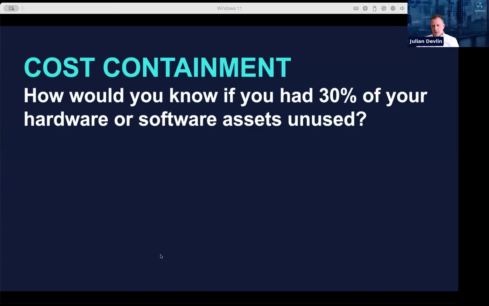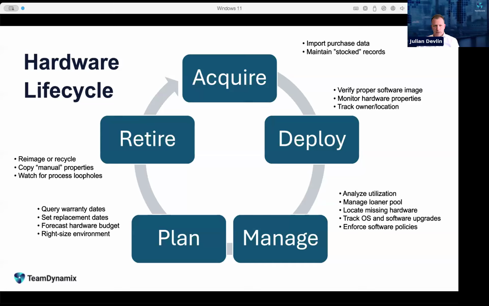So with an ITAM tool in place, you can see both the software asset management that the 30% figure speaks to, but even beyond that, you can save money on the hardware as well, as we saw with the Waikato case study. So let's dig in a little bit more to what the functionality is around both sides of this. So first, let's look at hardware.